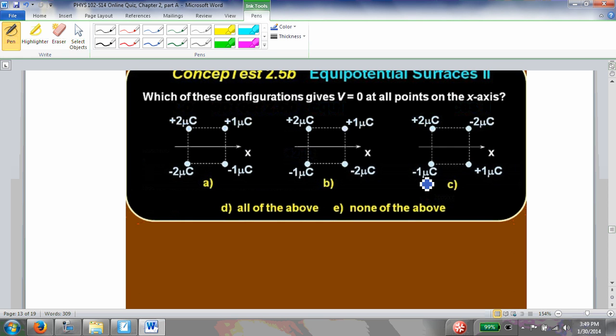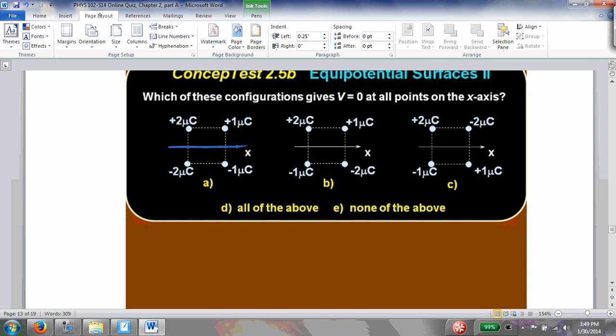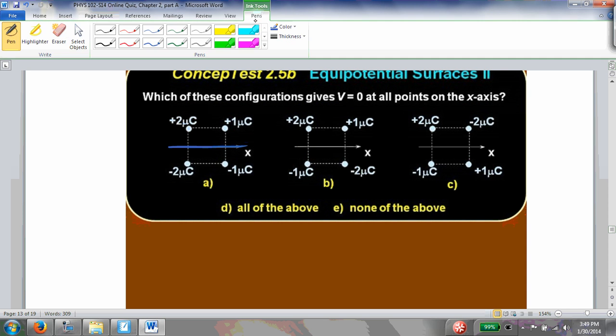Which of these configurations gives V equals 0 at all points on the x-axis? So this is the x-axis. I want to do a similar thing. Let's imagine that I'm right here. The potential due to this charge will cancel with the potential due to that charge. Similarly, the potential due to that charge will cancel with the potential due to that charge, because at that point, I'm equidistant from the +1 and the -1 microcoulomb charge, and so their potentials cancel out. Similarly, I'm equidistant from the +2 and the -2.